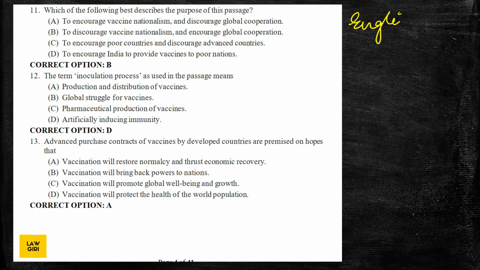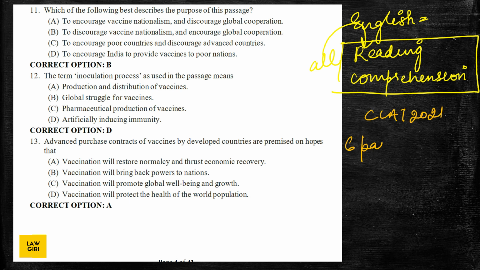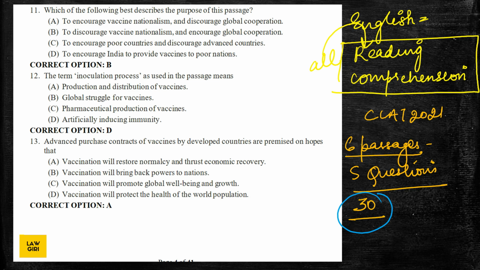You should know that the English section of CLAT is nothing but reading comprehension. There are a lot of reading comprehension passages in it. The English section of CLAT consists of reading comprehension. All questions are based on reading comprehension. So in CLAT 2021 there were as many as 6 passages. How many passages came? 6 passages came. From each passage, 5 questions were there. In total, 30 questions were there in the English section, right? 30 questions, all were based on reading comprehension, that is passages. Clear? Sabke sab passages based questions the.